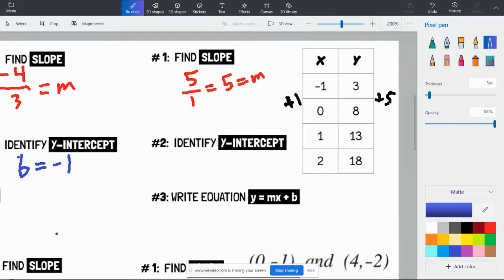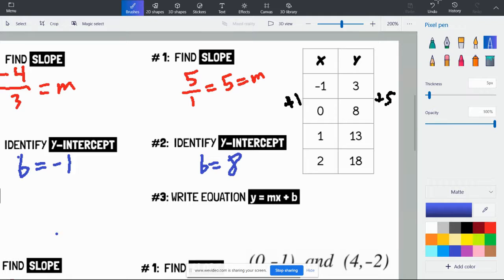Your y-intercept is always the y value when x equals 0. So we try to find, does x equal 0 at any of these points? It does, right there. So our y value when x equals 0 is 8. X equals 0, y equals 8.